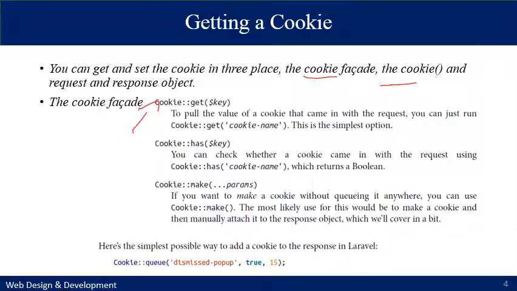If you want to make cookies without queuing them anywhere, you can use the Cookie::make method. It is the one most likely used to make a cookie and then manually attach it to the response object, which will be covered in a short amount of time. So here is the simplest possible way to add the cookie to the response in Laravel. You can call the cookie response method using the queue method.